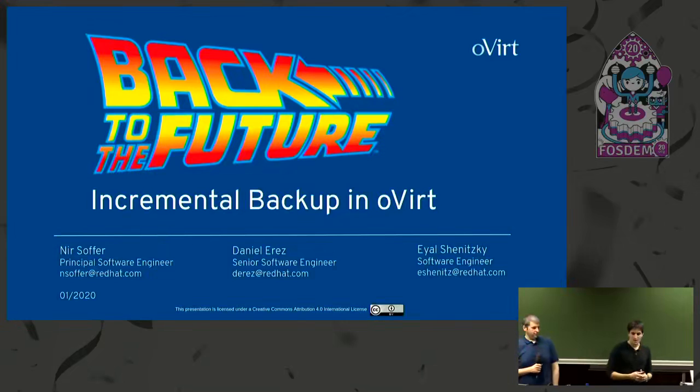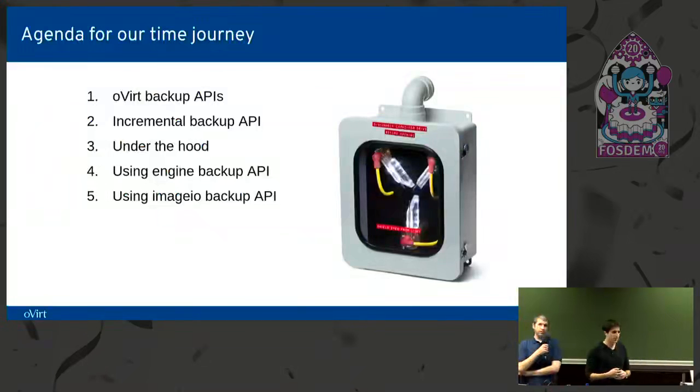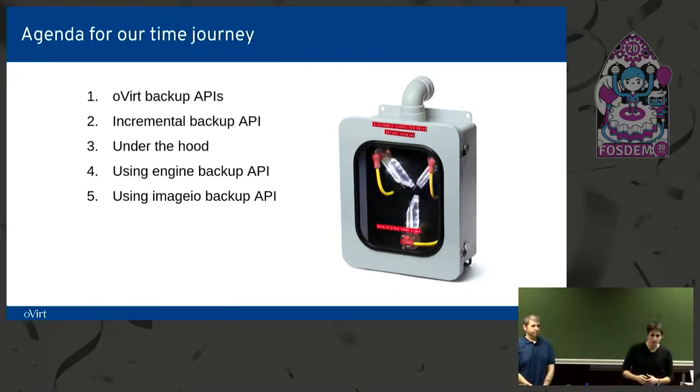Thank you for coming, and today we're going to talk about Back to the Future, how we can do an incremental backup using oVirt. So, the agenda for our time journey today: we'll start reviewing the old supported backup APIs in oVirt. Then we'll see the new supported incremental backup API. Then we'll dive into the DeLorean hood and see how it works underneath. And we will show how to use it using the engine and Image.io backup API.